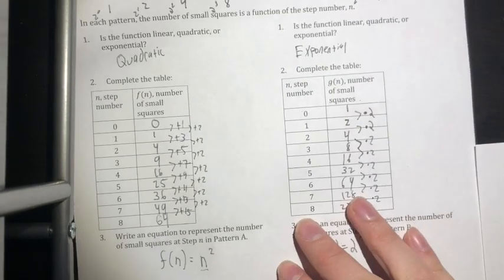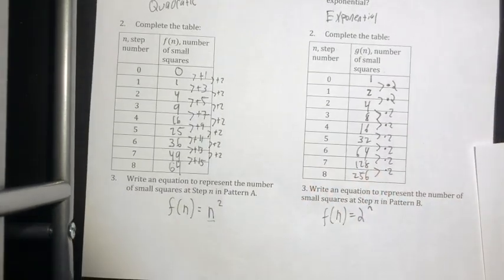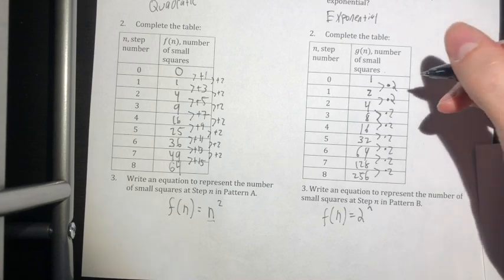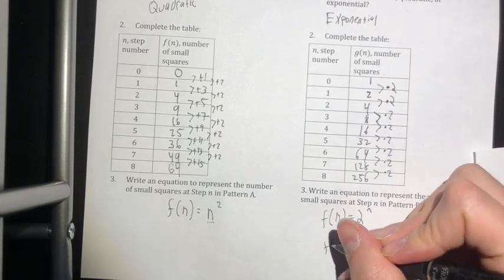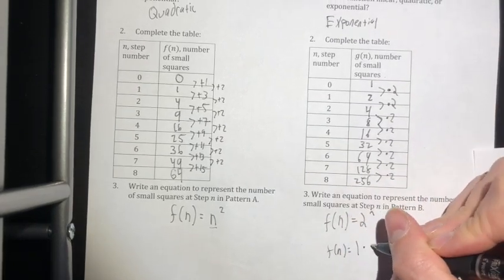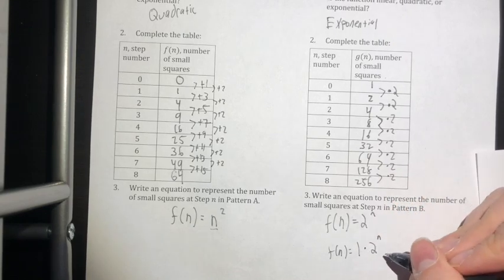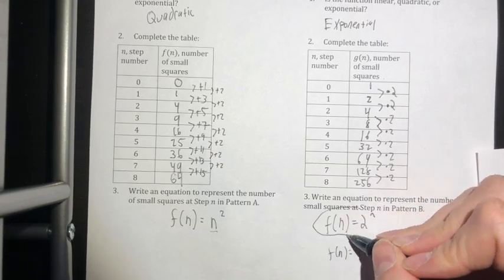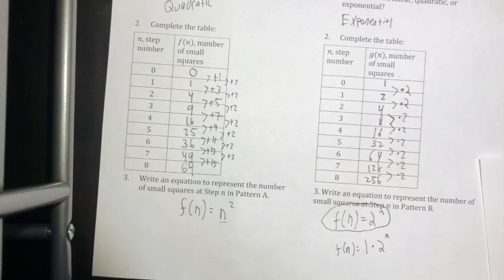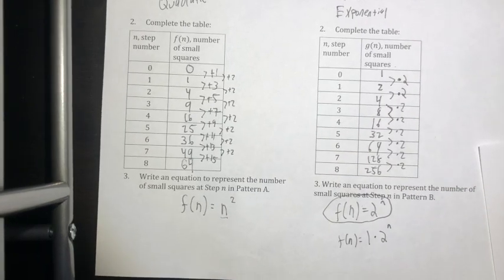So, in that rule, well, exponential function, our starting value is 1, and then we're doubling every time. I could have done 1 times 2 to the n, but really I want to just recognize that it's just 2 to the n power. All right, so there's those.